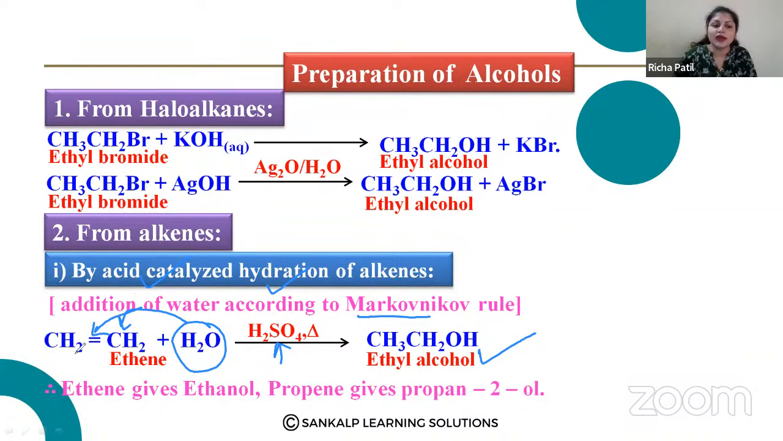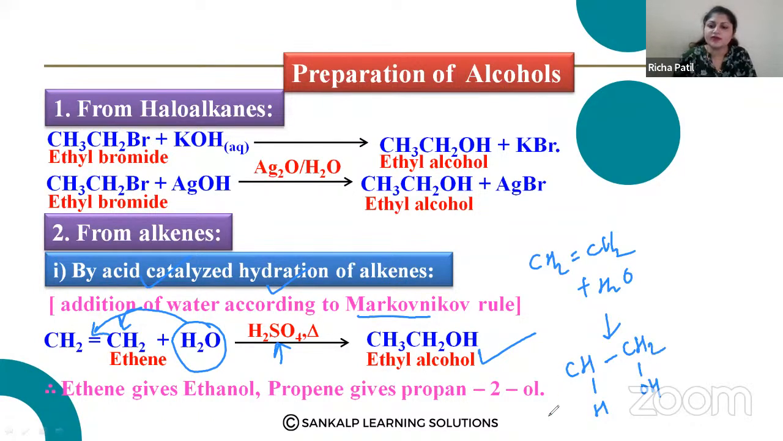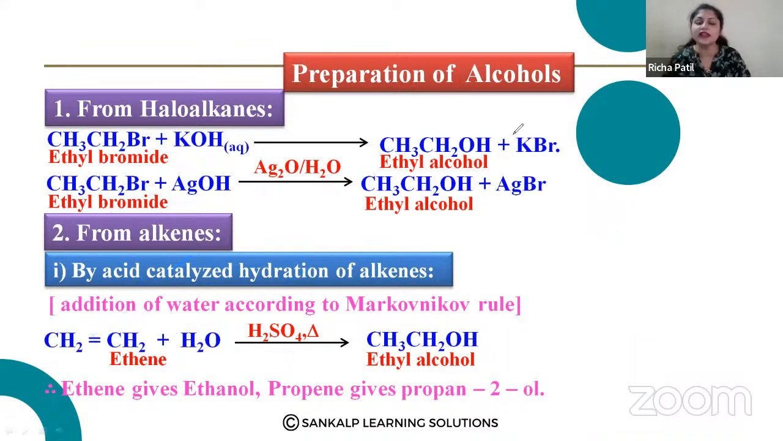So it will be CH2=CH2, right? So when you add water, what will it be? You add H at one end and OH at the other end, so it will be CH3CH2OH, right? So this is the product. So ethene will give you ethanol. Propene will give you propan-2-ol. Okay, so like this you will get products. So this is the second preparation of alcohol.